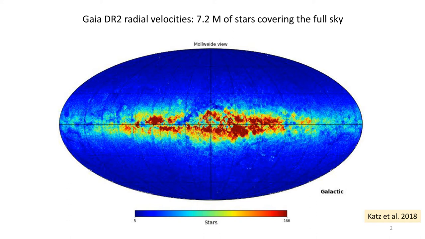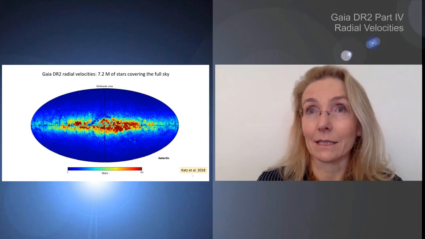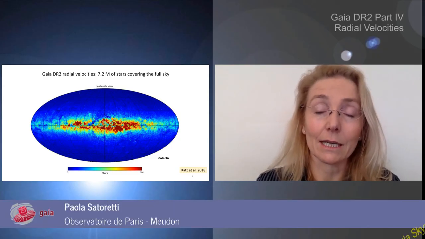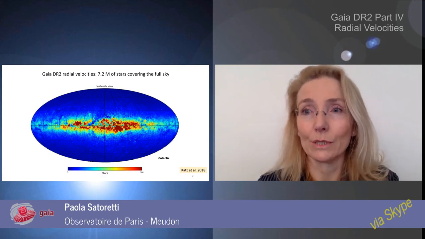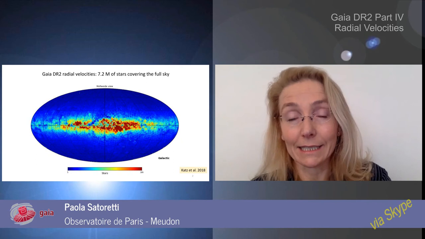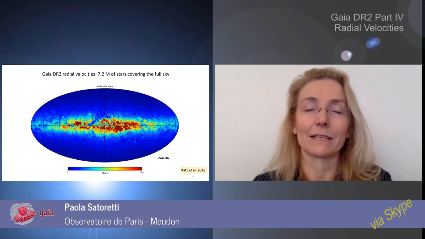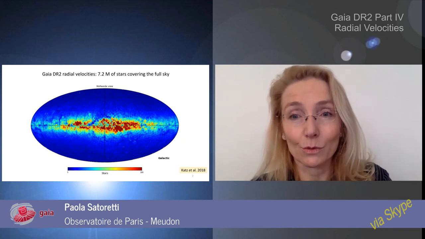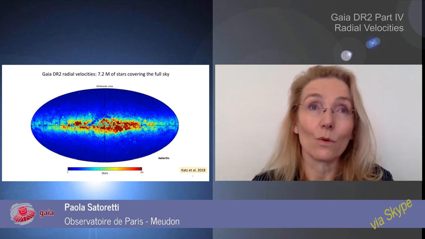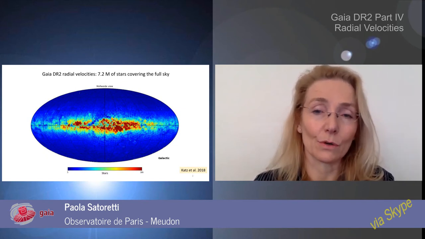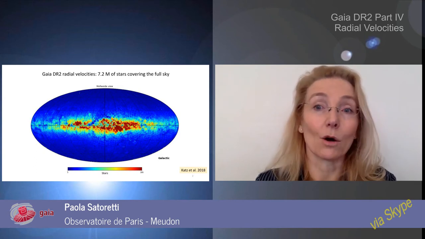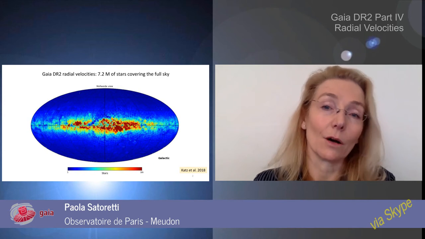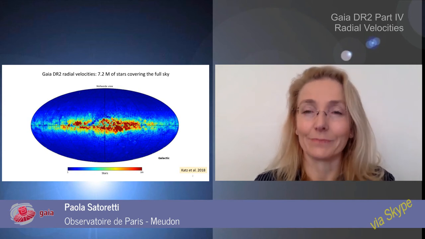Although this catalogue is already unique, it is small compared to the one we will publish in the final Gaia data release. DR2 is the largest existing catalogue, but it is very small compared to the final Gaia radial velocity catalogue, which is expected to contain 150 million stars. Almost 10% of the Gaia stars will hopefully have a radial velocity.